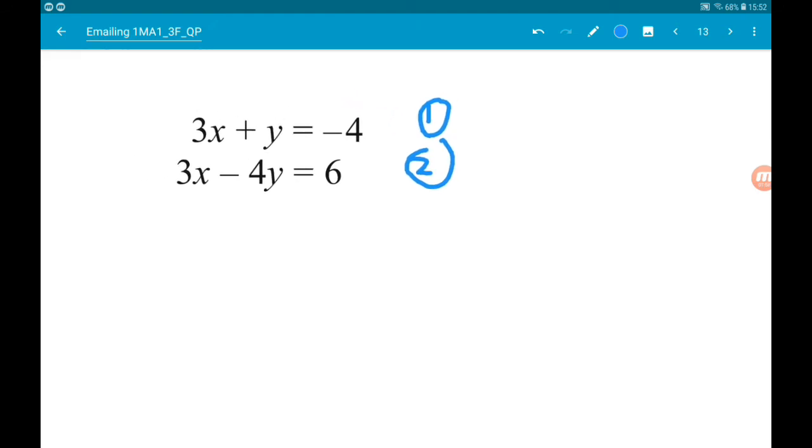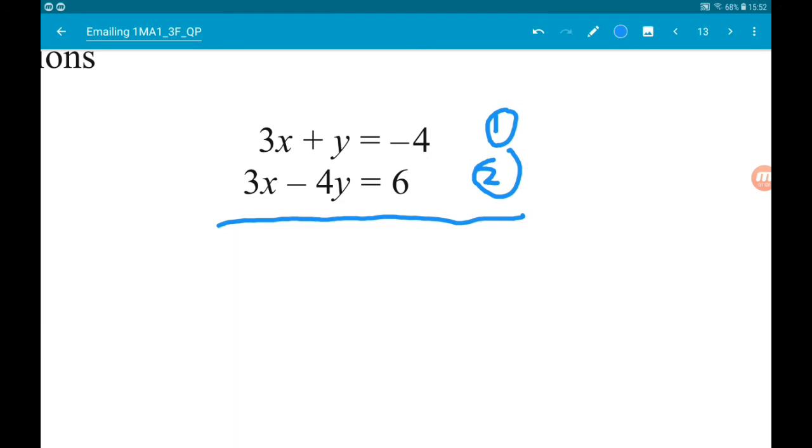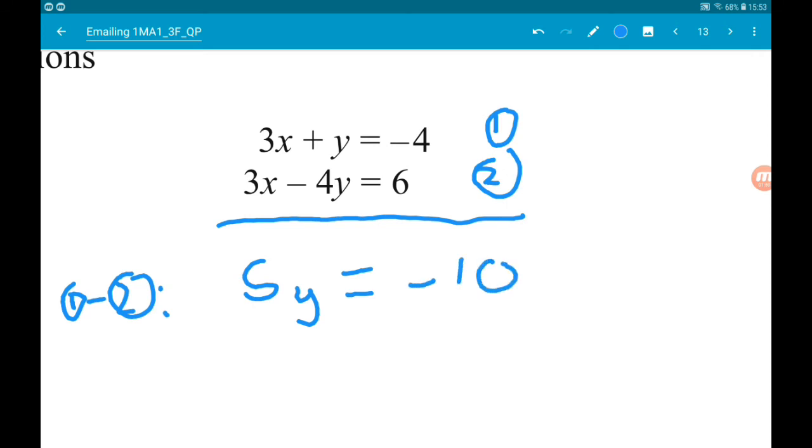Now it doesn't matter which way around you do it, we can do equation 1 take equation 2 or 2 take 1. So here I'm going to do 1 take 2. So 3x take 3x is nothing, that's the whole point. y minus minus 4 is y add 4y. So that's going to give us 5y. And on the right, minus 4 minus 6 is minus 10. Divide by 5, y is minus 2.